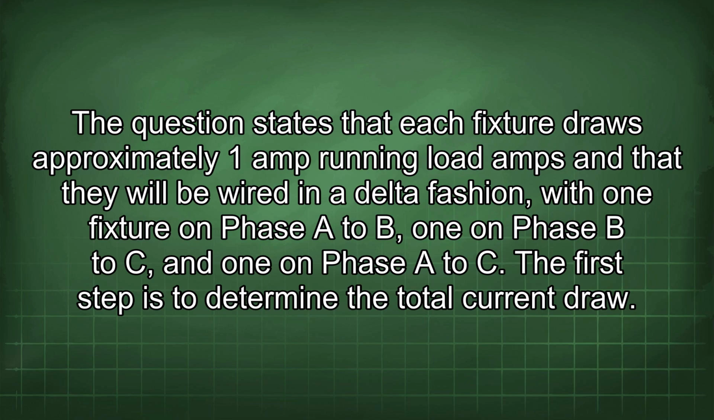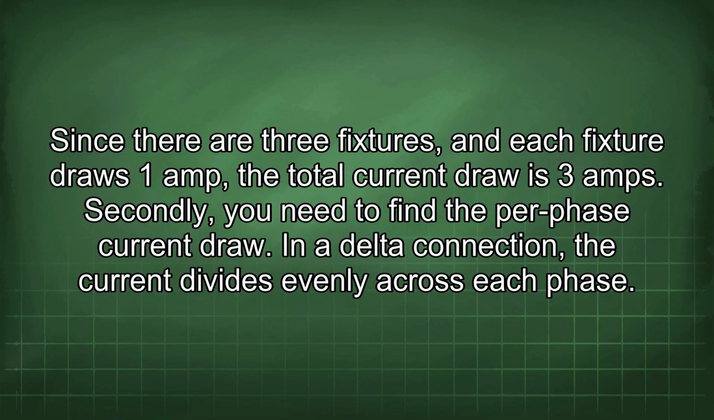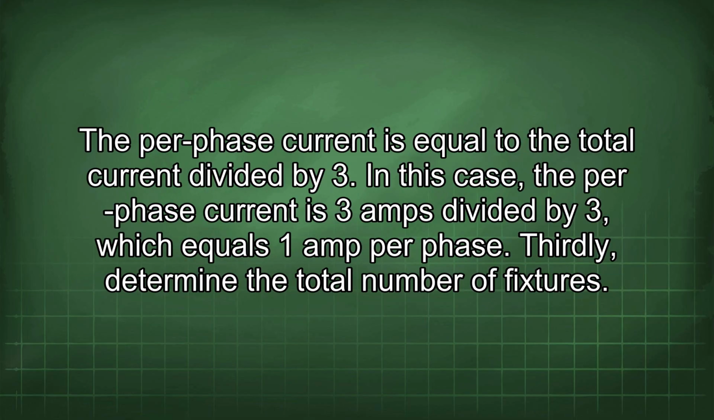The first step is to determine the total current draw. Since there are 3 fixtures and each fixture draws 1 amp, the total current draw is 3 amps. Secondly, you need to find the per phase current draw. In a delta connection, the current divides evenly across each phase. The per phase current is equal to the total current divided by 3. In this case, the per phase current is 3 amps divided by 3, which equals 1 amp per phase.